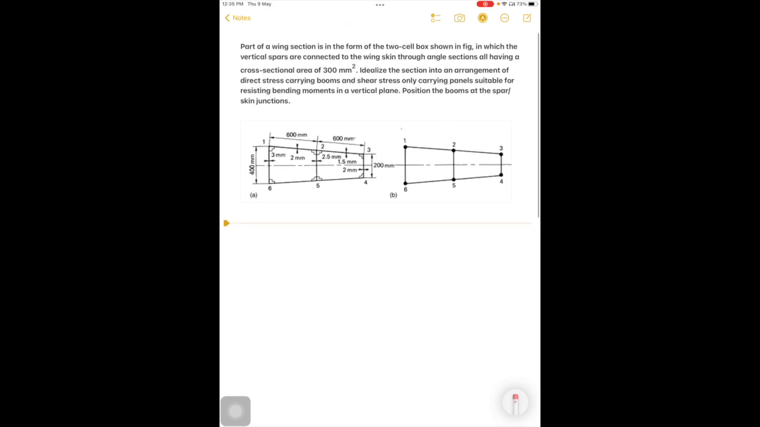Unit number 4, structural idealization, problem 1. We have here part of the wing section in the form of a two cell box shown in the figure.